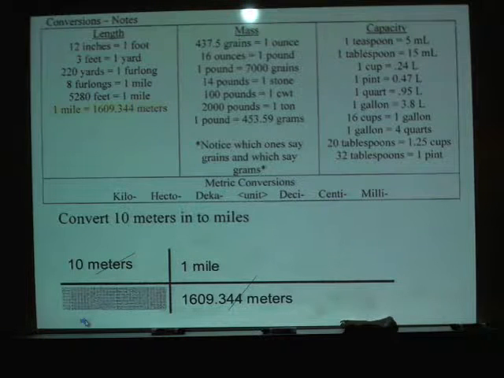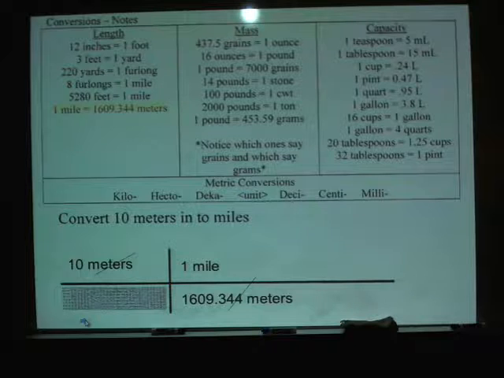And once I cancel those meters out, look at what I haven't crossed out. I didn't cross out miles. That's how I know I've done this correctly. Every single time, the one unit I won't cross out will be wherever I'm supposed to end up. Here I didn't cross out miles, and that's good because the question is asking me to change this into miles.